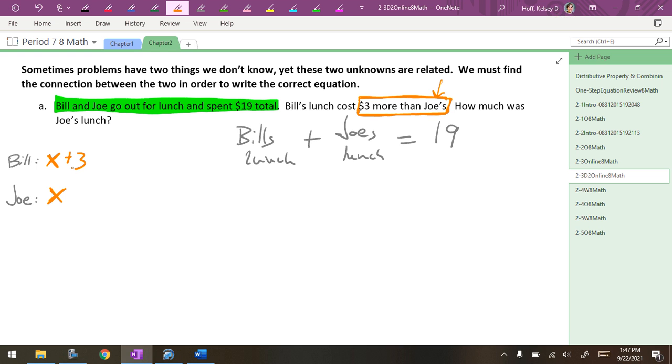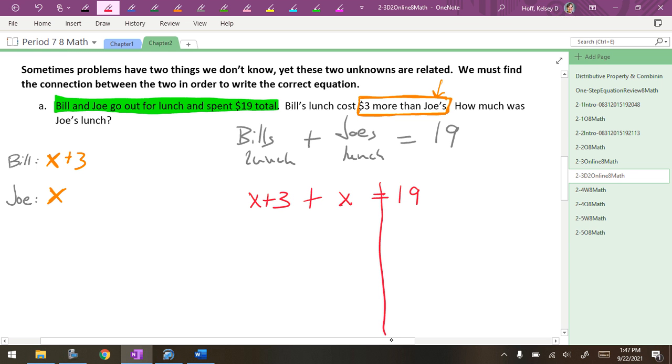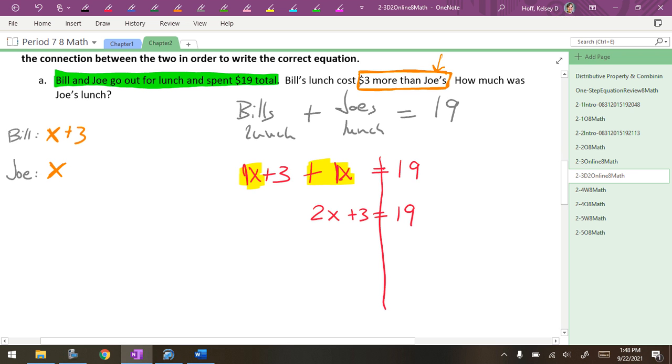Now we use this information to plug into our equation. What did we just say Bill's lunch was? Nope. What did we just say Bill's lunch was? X plus 3, plus, what did we say Joe's lunch was? X equals 19. Now you've written the equation. The first thing we have to do here is combine like terms. Technically, there's a 1 in front of both of these x's. Think of x's like apples. 1 apple plus 1 apple really gives me 2 apples. But don't lose your plus 3. So 2x plus 3 equals 19.